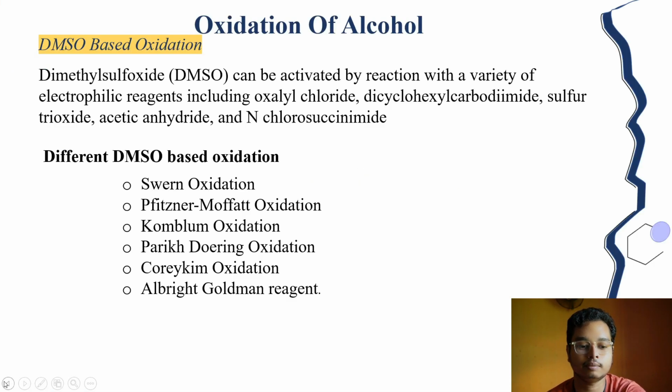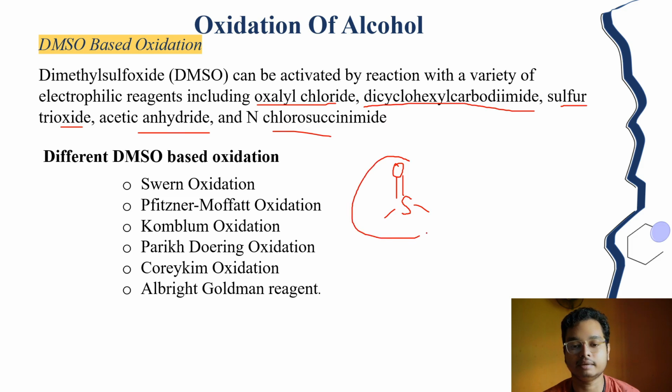So first of all, let us talk about DMSO. DMSO is dimethyl sulfoxide, and the structure is something like this. This DMSO can be activated by reacting with different electrophilic reagents, such as oxalyl chloride, dicyclohexylcarbodiimide, sulfur trioxide, acetic anhydride, and N-chlorosuccinimide. The activated DMSO will then react with primary or secondary alcohols to give their corresponding carbonyl compounds.